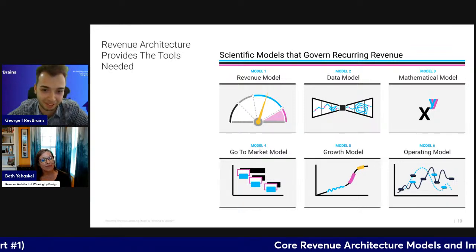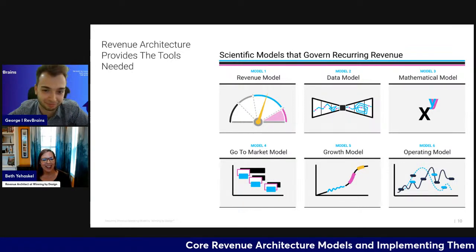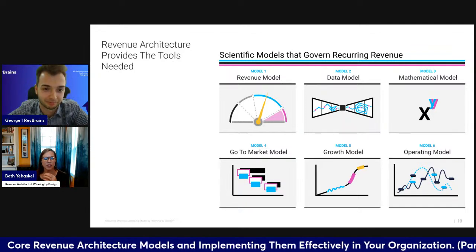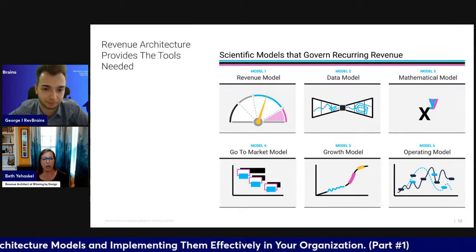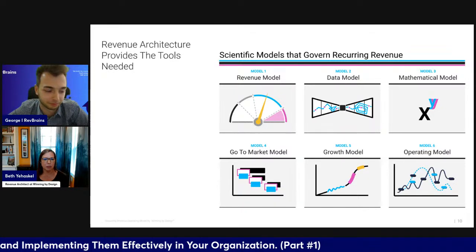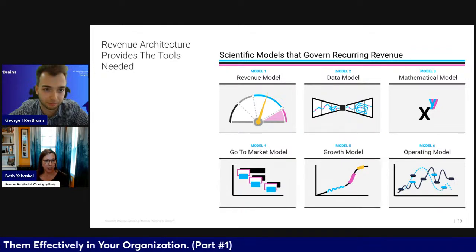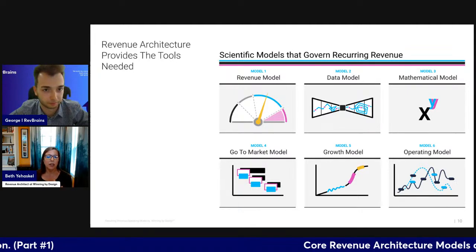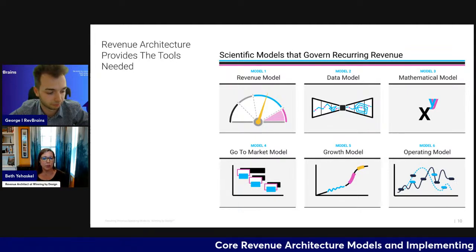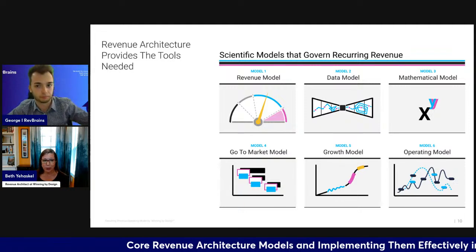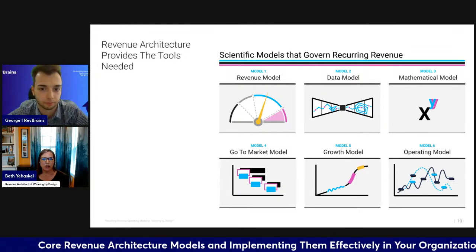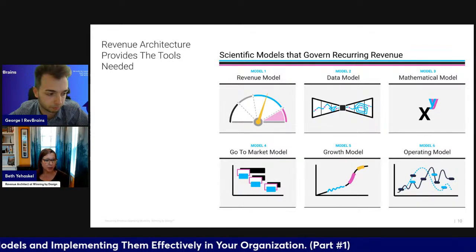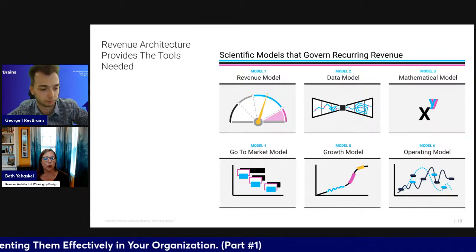Right. Thanks, Beth. Well, let's run through the models and just get everybody a little bit familiar. I have different slides to show with each of these, but just to really quickly set the stage, the 6 of them. So the revenue model is going to talk about the different revenue models that you can use and apply to your company. You can run more than one. We'll talk about the data model, also known as the bow tie. The mathematical model is more a way to think about how the math works on different parts of the bow tie. We'll talk about the go-to-market model.